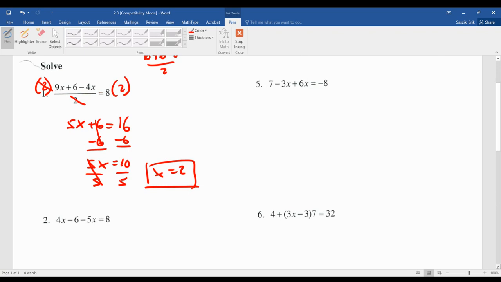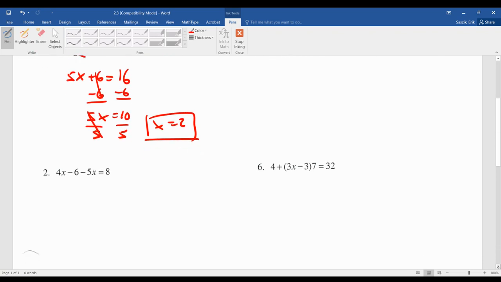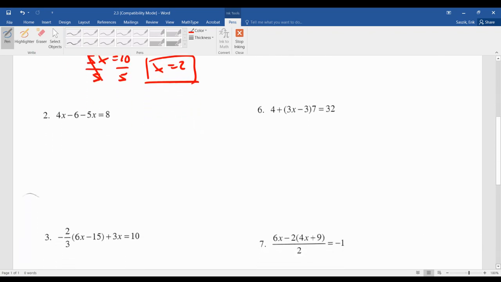Okay. This second one's actually a little bit easier, right? What you want to do is combine like terms. If you have like terms, meaning multiple terms with x's in it or the same variable, you want to combine them on the same side, okay? So like this 4x minus 5x would be negative x. Just bring this negative 6 down behind it.